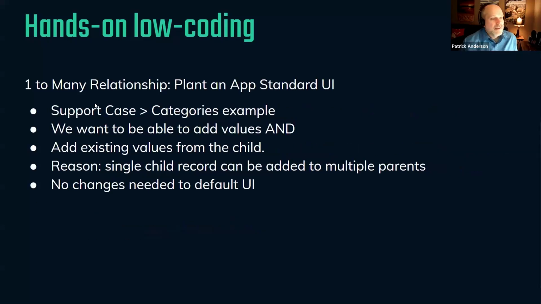So now I want to take a look at a one-to-many relationship as it works with PlantaNet standard UI. So this won't require any changes to our UI. This just works, and this is the scenario when you want that. One example is I'm going to add categories to my support cases. If I have a category, I don't want to have multiple records of categories. I want to have one record that gets related to all the support cases that have that category.